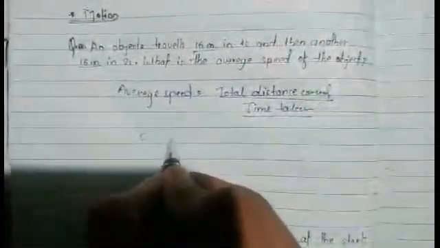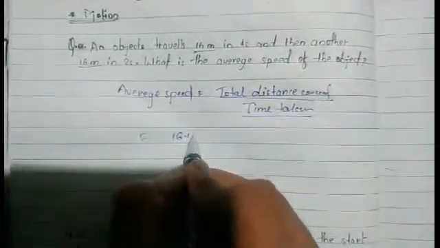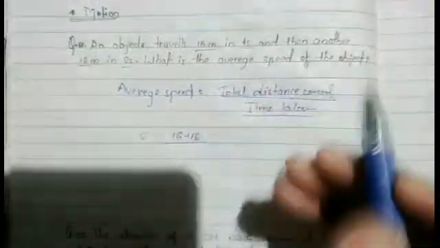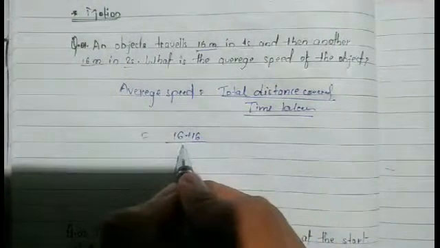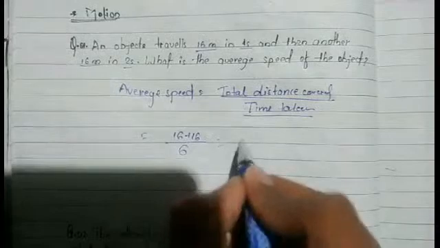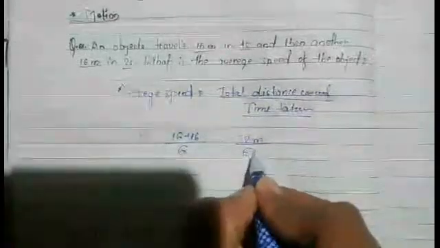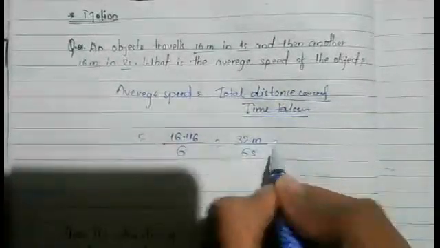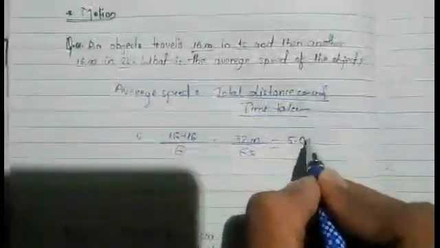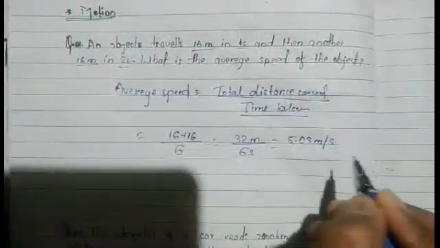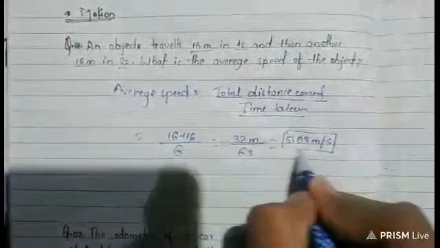time taken. So here the distance covered is 16 meter and 16 meter, meaning 16 meter plus 16 meter, and the time taken is 2 seconds and 4 seconds, that is 6 seconds. Meaning 32 meter by time taken 6 seconds. So this is going to equal 5.03 meter per second. This is our average speed.